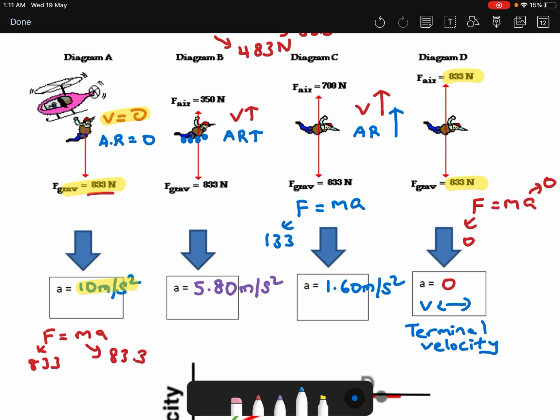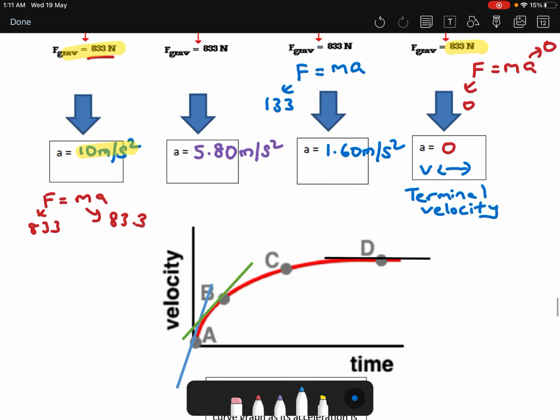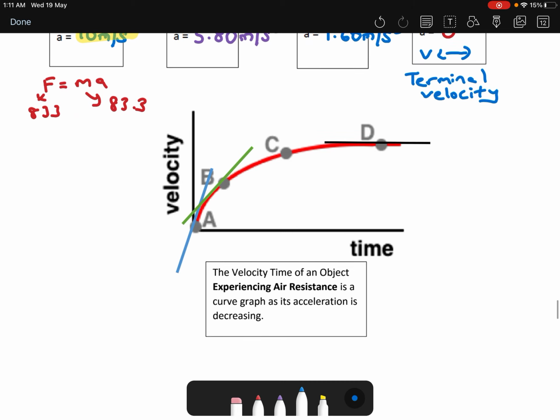Okay, so they name it as terminal velocity. If I plot my velocity time graph, you'll see that it's actually a curve, right? At the start of the journey, the slope is quite steep. Of course we know that at the start of the journey, the acceleration is about 10 meter per second square. Because if you still remember your kinematics, the gradient of a velocity time graph is your acceleration.